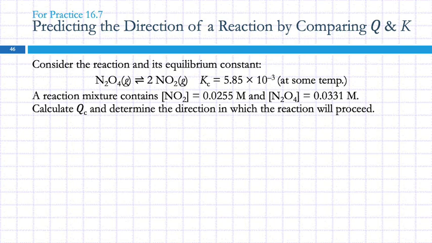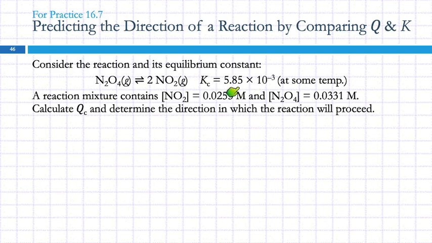Consider the reaction and its equilibrium constant. So here we have N2O4 reacting to form 2NO2. And here's the equilibrium constant. It's at some temperature. We don't need to know what that is. So a reaction mixture contains these concentrations of reactant and product. Calculate the reaction quotient and determine the direction in which the reaction will proceed.